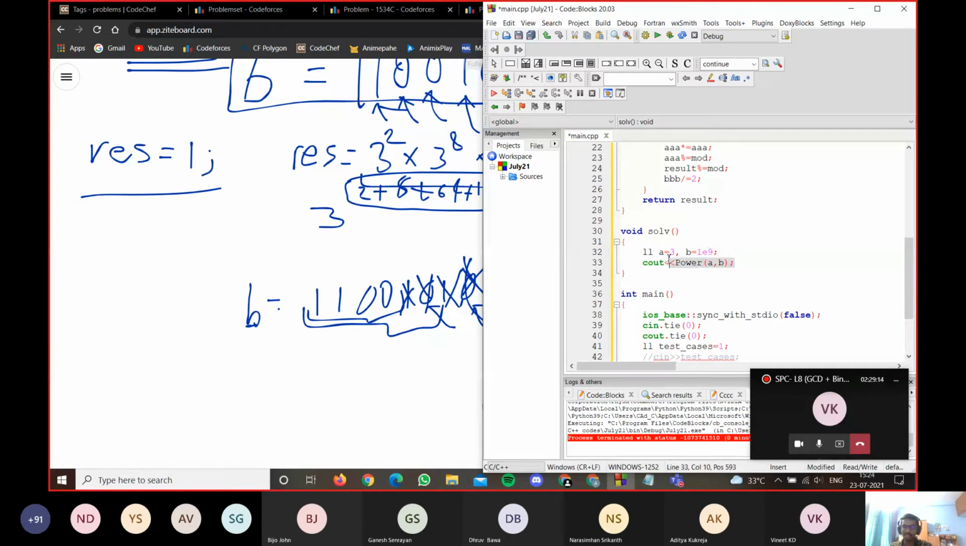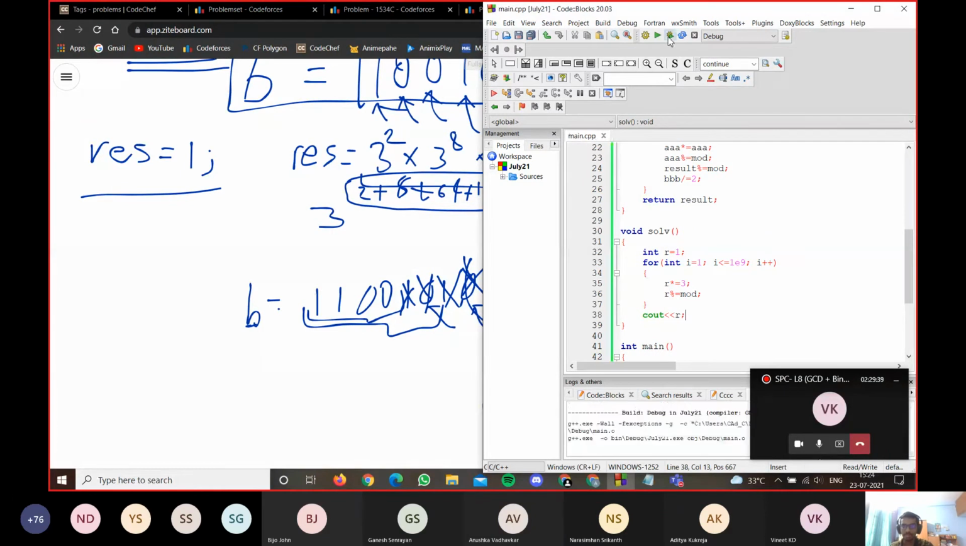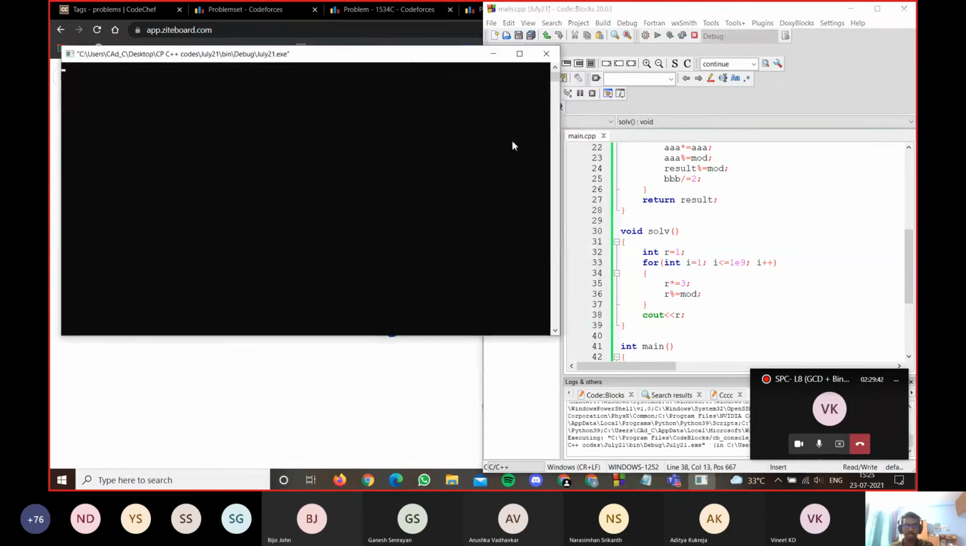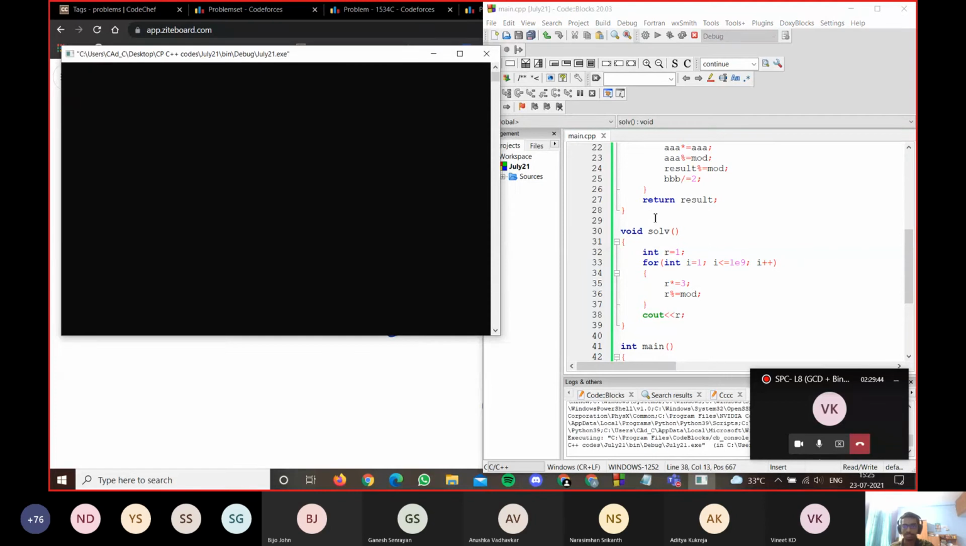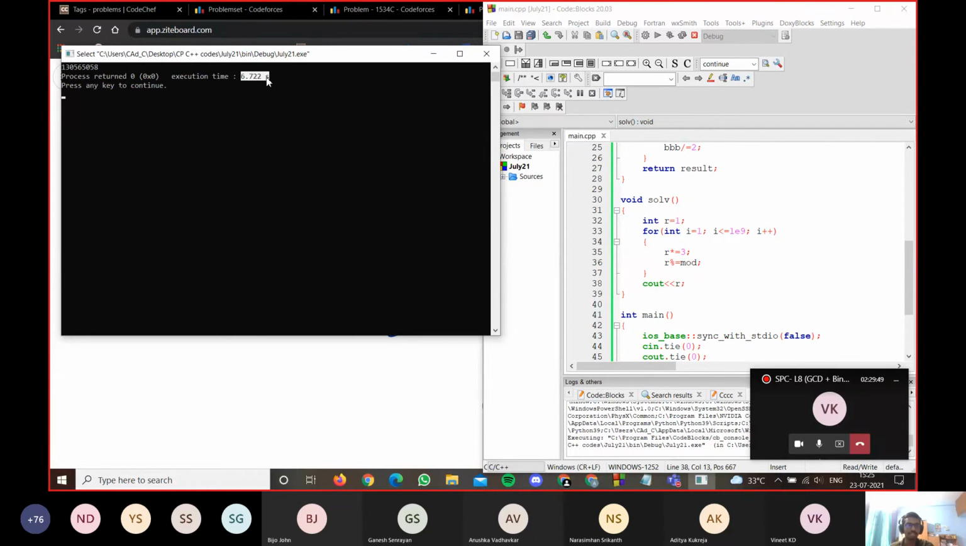Instead of doing 1e9 iterations, we can even try that. For int i equal to 1, i less than or equal to 1e9, and int r equal to 3, brute forcing the product, and let's see how much time it takes. R times equal to 3, and then we'll take modulus as well, r percent mod, and then cout r. That should work. Let's see what happens. Code running. I'm not sure if it will run fully. So it took 6 seconds to calculate this number.